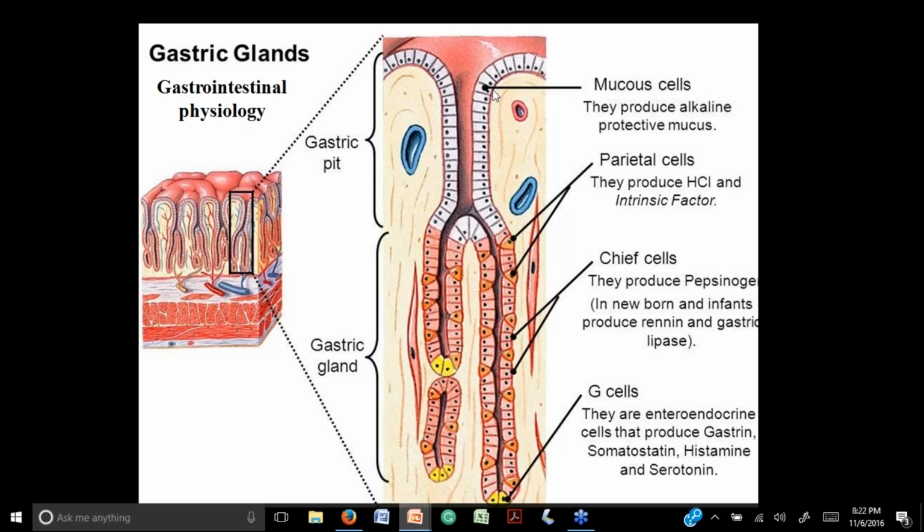Here we have the mucous cells. You see here the mucous cells. Some of these cells are going to produce bicarbonate, for example. Other cells are going to produce just mucus. And the mucus, as you know, is protective. So the acid will never, for example, be in contact with the mucosa, because of the presence of this secretion called mucus.